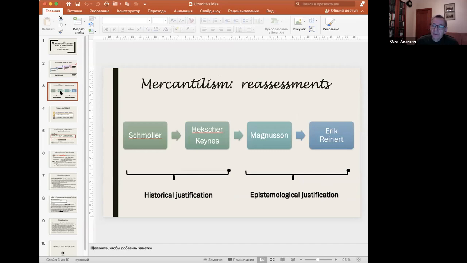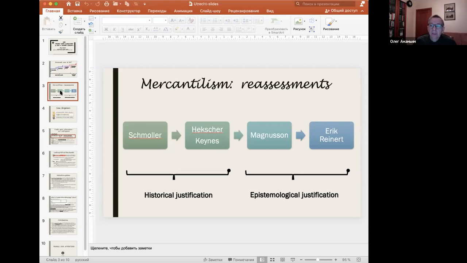The first attempts we can locate in the historical school, the German historical school, in the middle of the 19th century, but it was especially connected with Schmoller, who wrote specifically on mercantilism and was trying to reassess this phenomenon. He saw it not as a kind of mistaken school of thought, but as reasonable because of the specific historical circumstances of the time, nation state formation, and as a part of this major process.